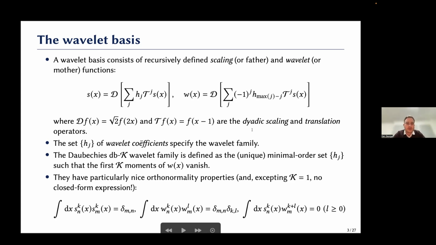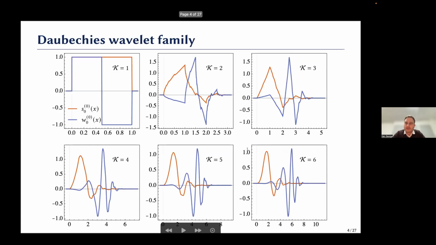Now we used the Daubechies DBK wavelet family. This is defined as the unique minimal order set of wavelet coefficients such that the first K moments vanish. The reason we like these is because they have particularly nice orthonormality properties, which simplifies the calculations quite a lot. And curiously, except for the very basic case of K equals 1, there's no closed form expression for them. It's a result of the recursive definition. However, we can still do those recursive calculations and get approximations.